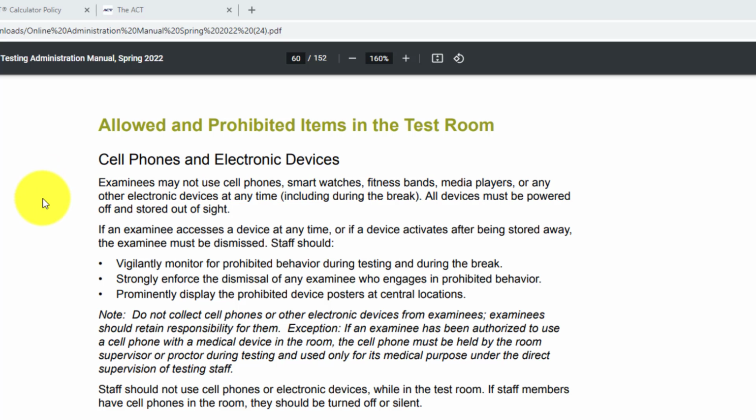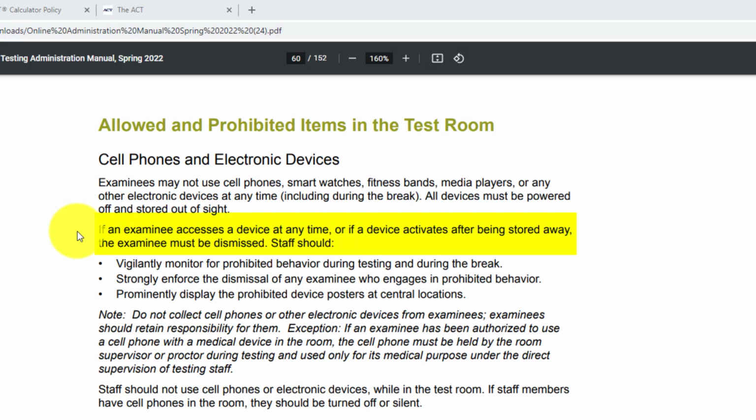So during the break, if this is, let's say, standard time test between test 2 and 3, the proctors and any other staff that's outside needs to be checking to make sure that no electronic devices are being used. If they are, that is prohibited behavior, and the student is not allowed to continue testing.